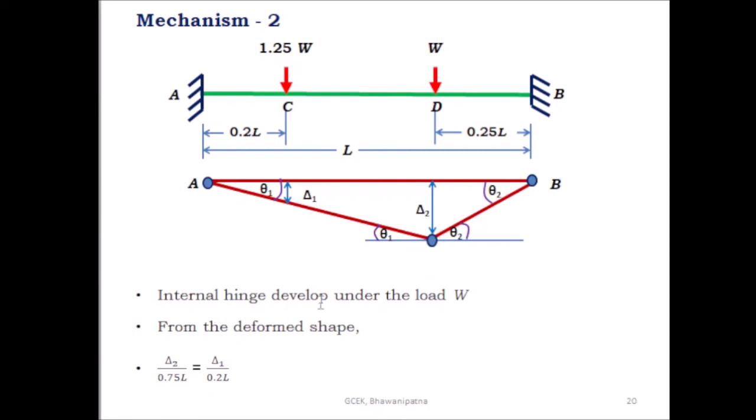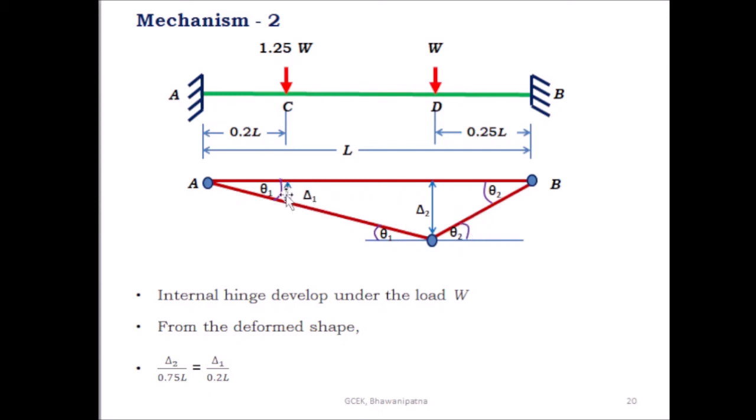The internal hinge is developed under the load W from the default shape, from this shape. Here this is the virtual displacement at D under the load W, and this is the virtual displacement delta 1 under the load 1.25 W. Here this rotation is theta 1 and this rotation is theta 2, and at the plastic hinge D the rotation is theta 1 plus theta 2.